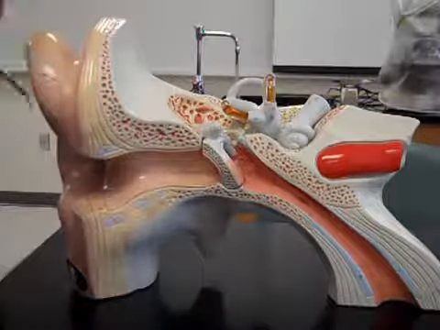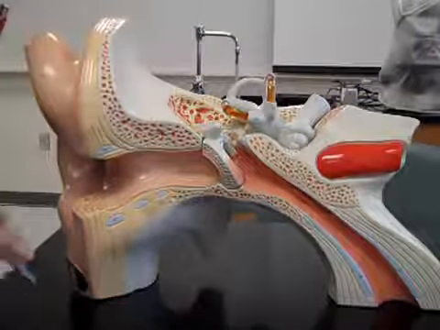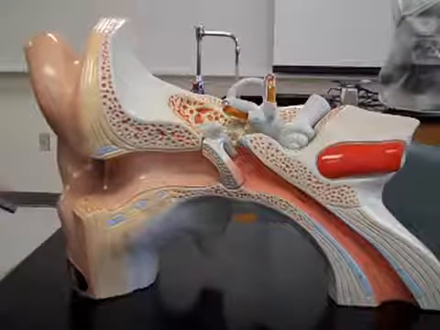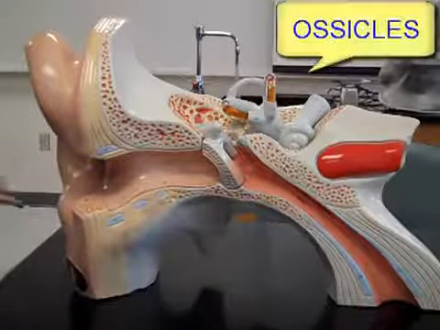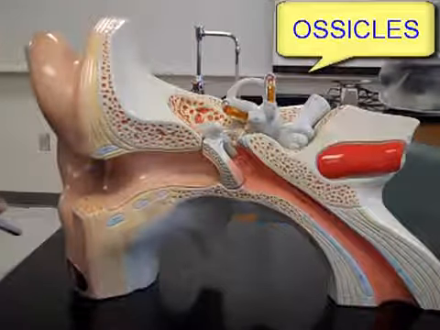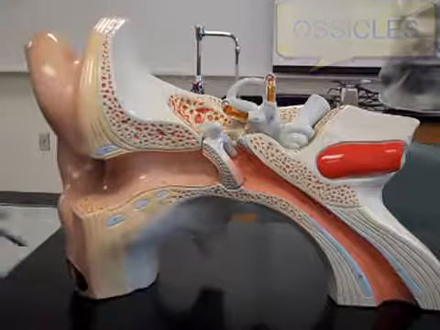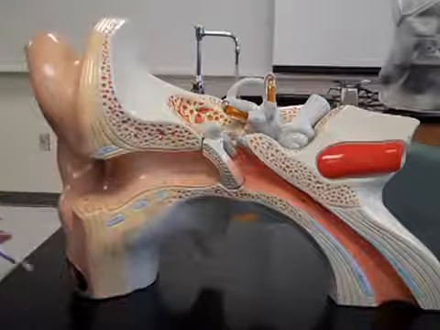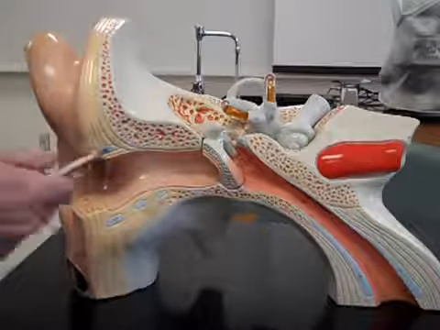Within the middle ear, we have a series of bones. There are 3 bones, and when we talk about all 3 together, we call them the ossicles. Ossicles, os means bone, but when we think about them individually, they're the malleus, the incus, and the stapes. Those 3 bones in order.